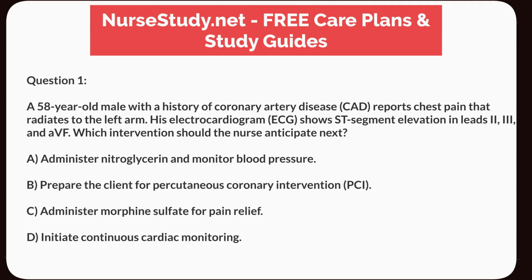Question 1. A 58-year-old male with a history of coronary artery disease, CAD, reports chest pain that radiates to the left arm. His electrocardiogram, ECG, shows ST segment elevation in leads 2, 3, and AVF. Which intervention should the nurse anticipate next? A. Administer nitroglycerin and monitor blood pressure. B. Prepare the client for percutaneous coronary intervention, PCI. C. Administer morphine sulfate for pain relief. D. Initiate continuous cardiac monitoring.